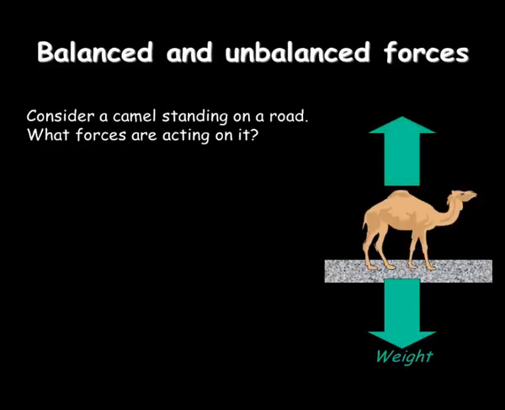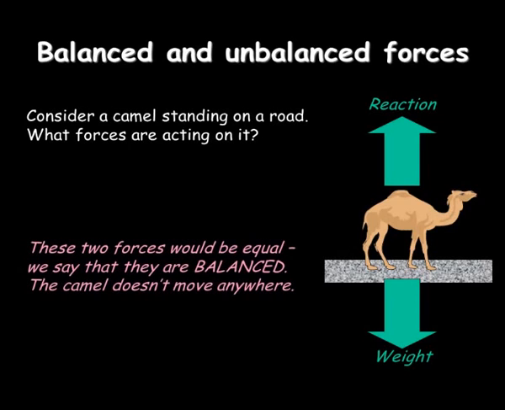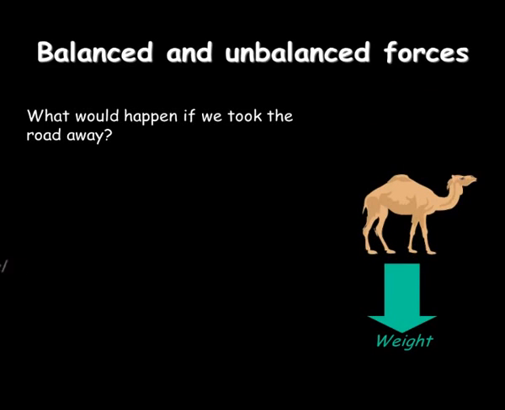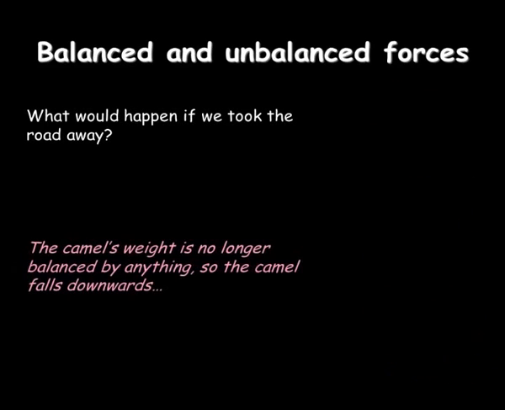It would fall down if it wasn't for the road pushing back, a reaction, which is a force which acts in exactly the opposite direction with the same force, meaning the camel stays still. What would happen then if the road was taken away, if that reaction wasn't there? Well, the camel would fall downwards. It would free fall because there's nothing to stop it falling.